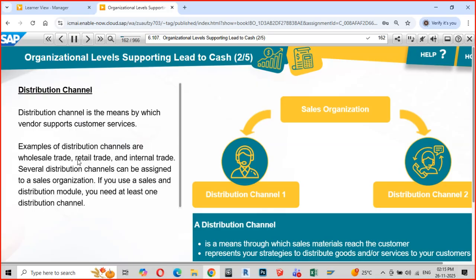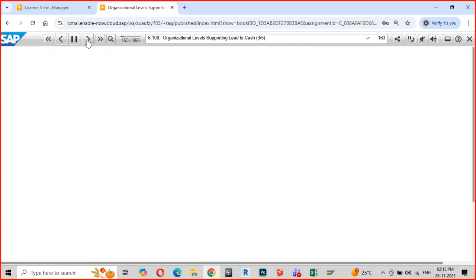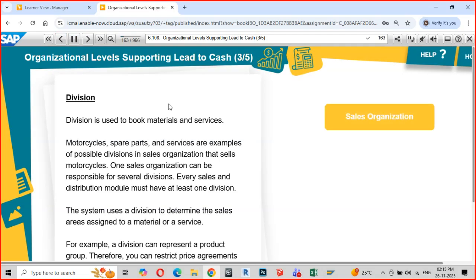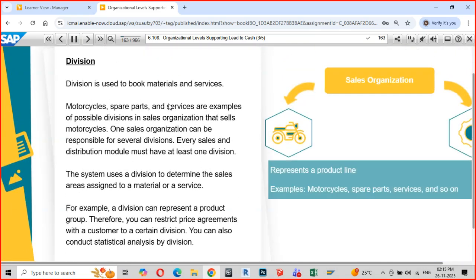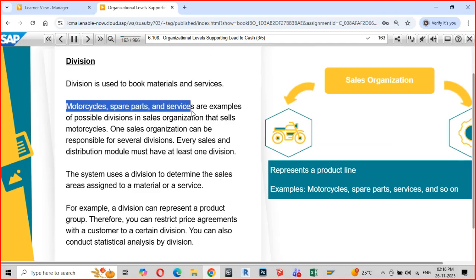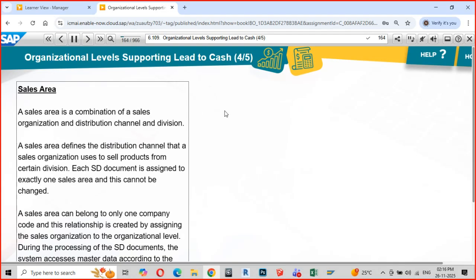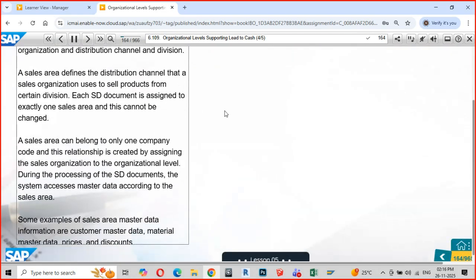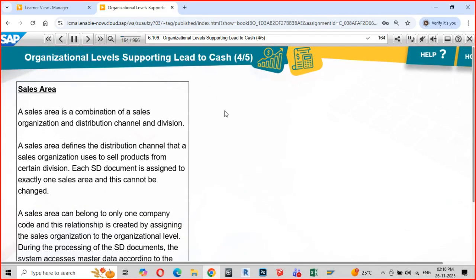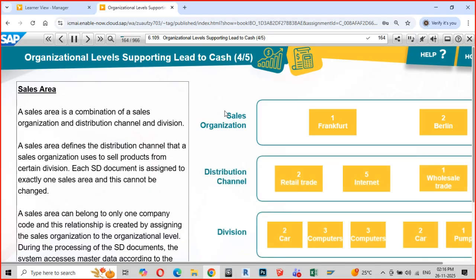You, in the sense, I mean the sales and distribution people. It's not the finance people whom I'm telling. Division. What is a division? He has given you the examples. What is the sales area? So all these things typically flow from your SD module.